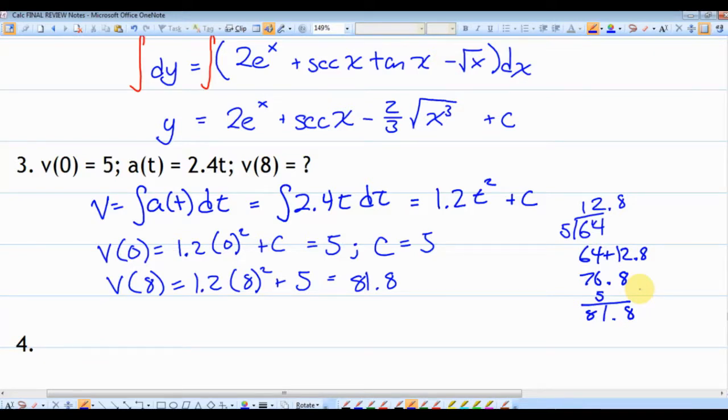Now, I'm not sure why it says 76.8. I think that's because that's without the 5. It's an extra 5, so you probably just forgot the plus. Oh, because of the plus 5. 76.8, yeah. So I have to fix that. That should be 81.8. Remind me to fix that.